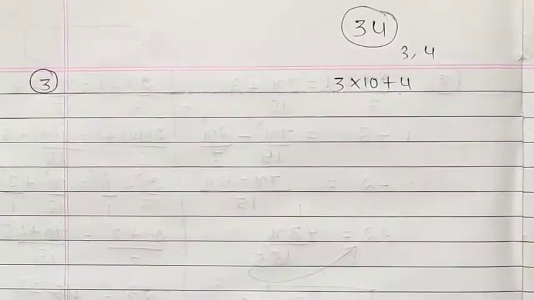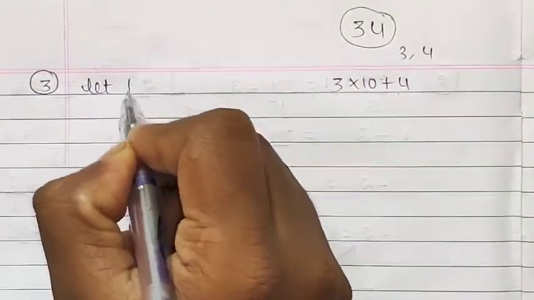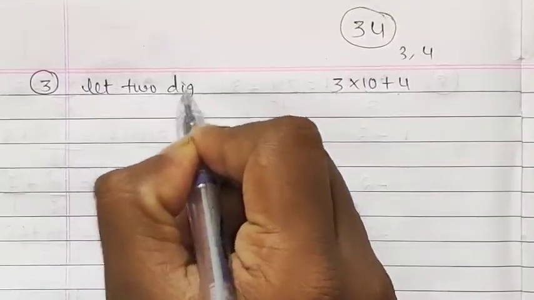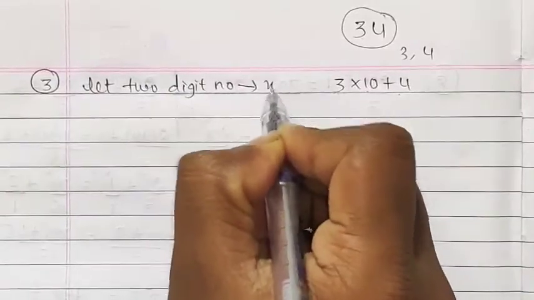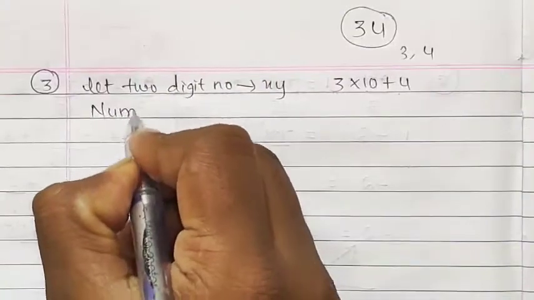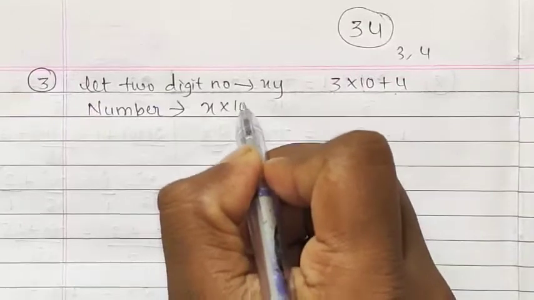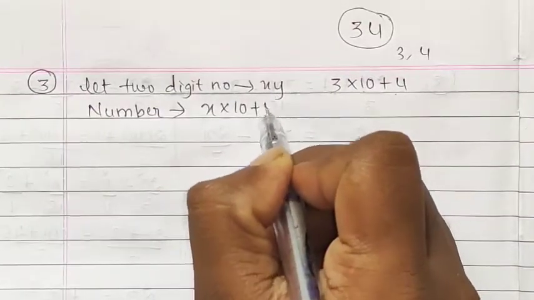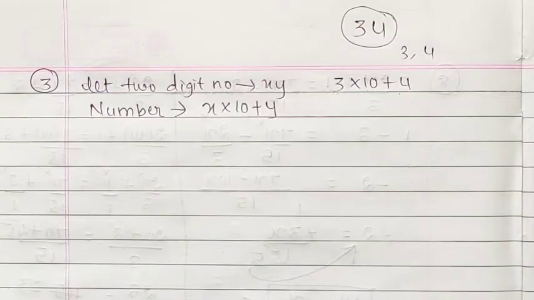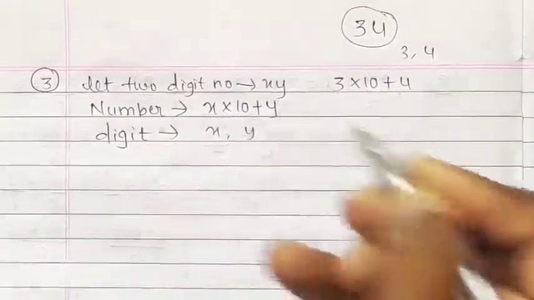This is the number. But actually 34 is not our required number, since I don't know that 2-digit number. Let the 2-digit number be xy. What is the number? The number can be written as x is there in tens place and y is there in units place, x into 10 plus y. If digits means x and y, x and y are the digits.